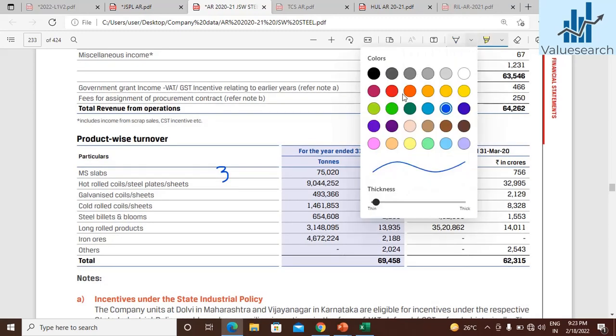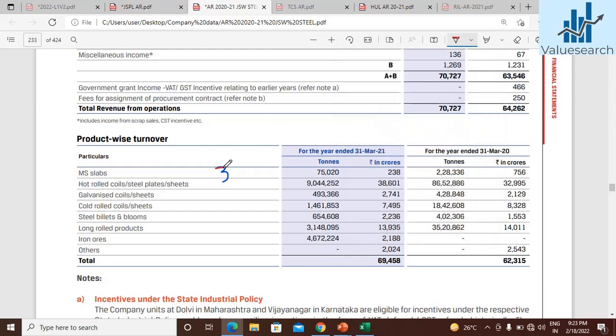It is of this value. So this is the price of MS slab per ton. ₹31,724.8. Similarly, hot rolled coils, which is a huge amount, if you want, you can analyze and understand what is the per ton amount, means what is the price per ton for hot rolled coils of this company.